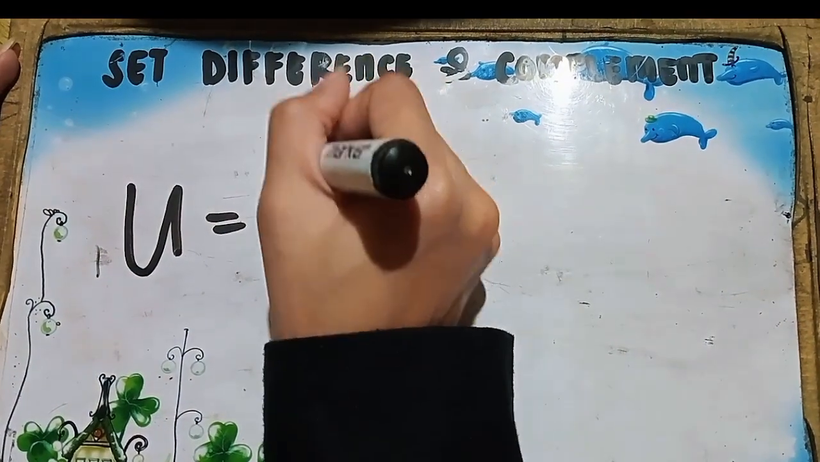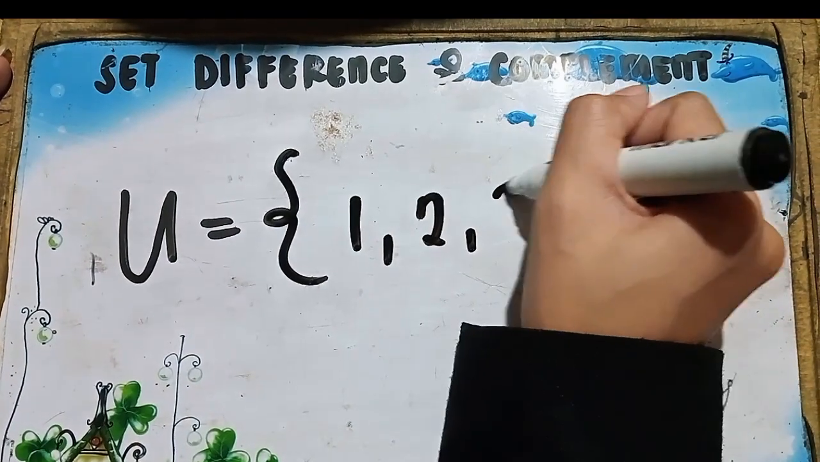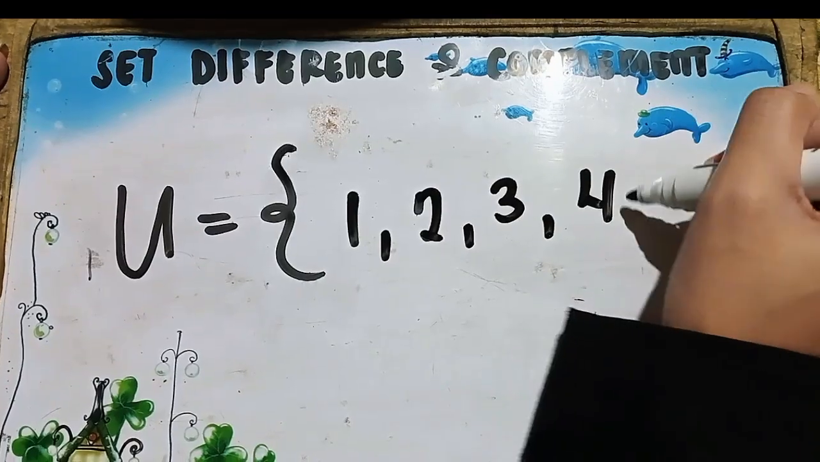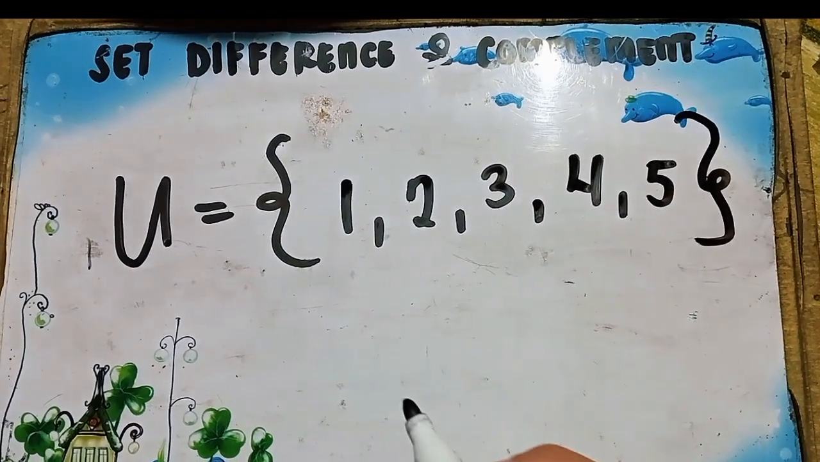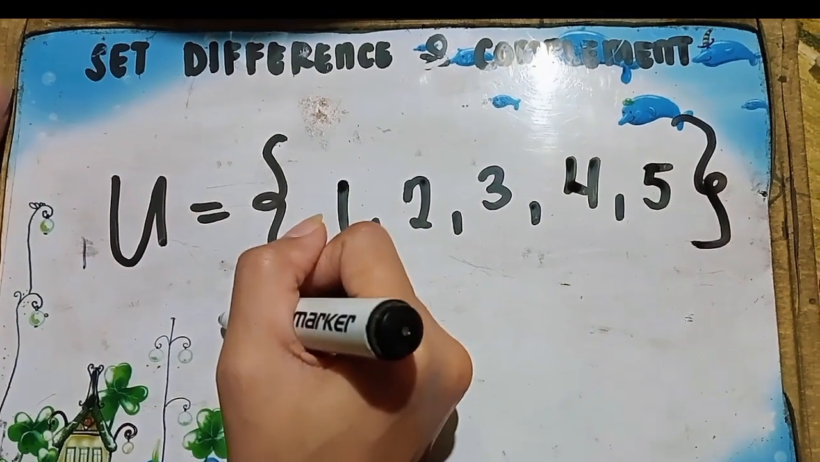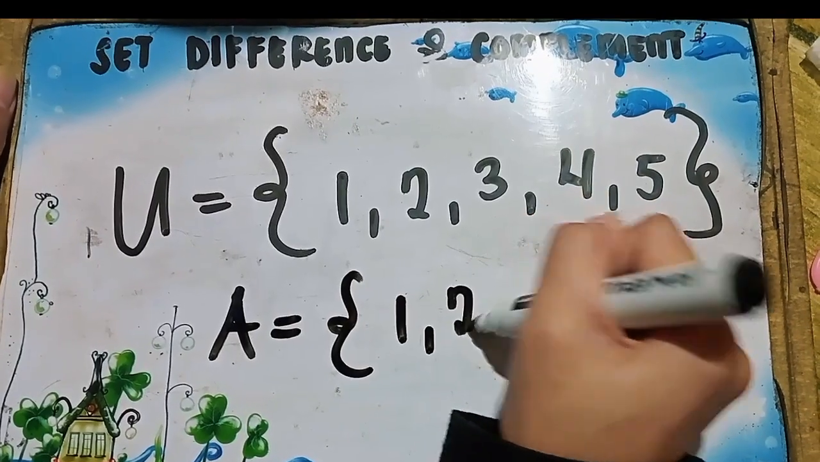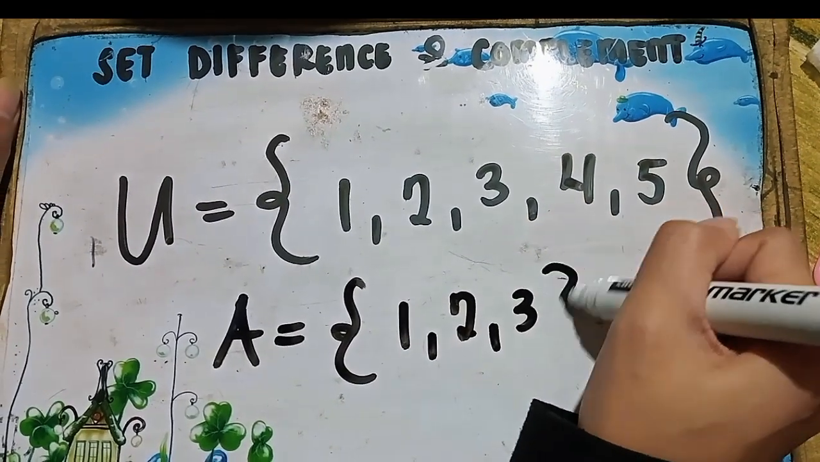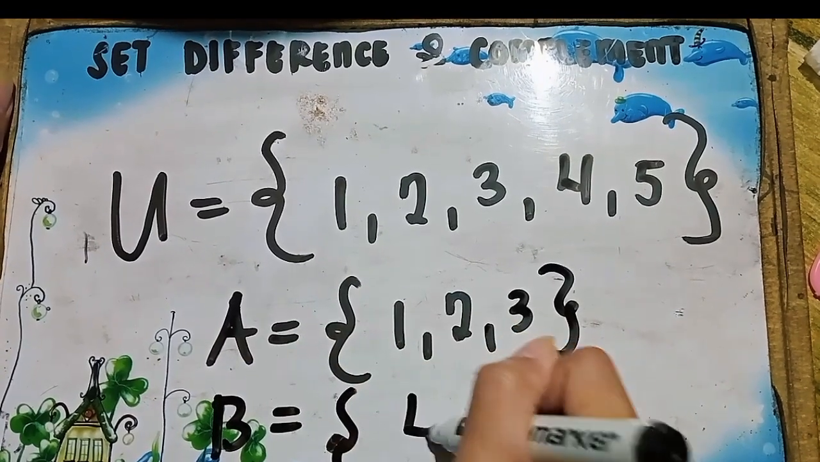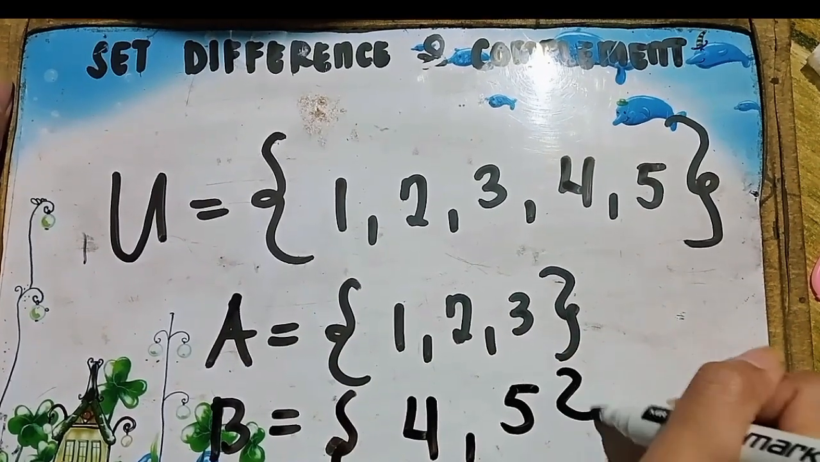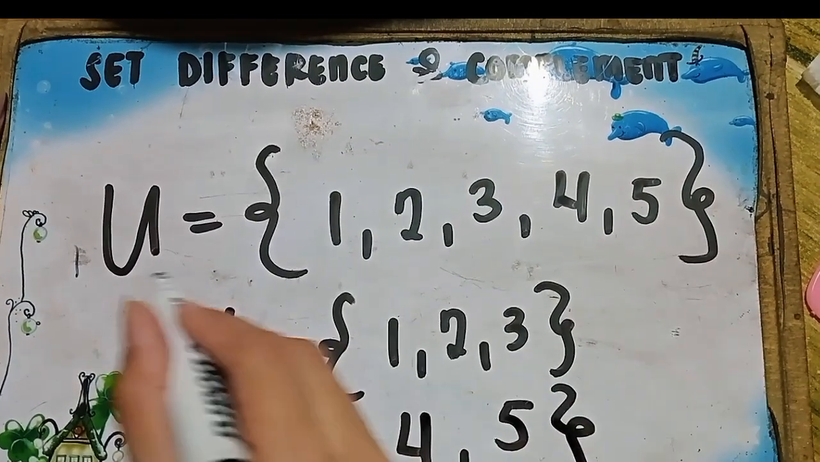Another example of a universal set is 1, 2, 3, 4, and 5. So, let's say for example, our set A is 1, 2, and 3. Our set B is 4 and 5. So, set A and set B are subsets of our universal set.